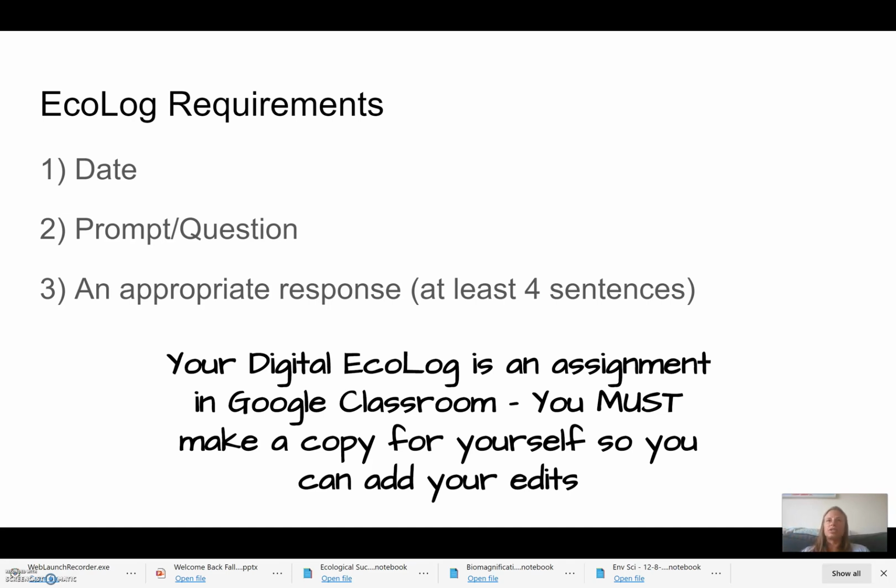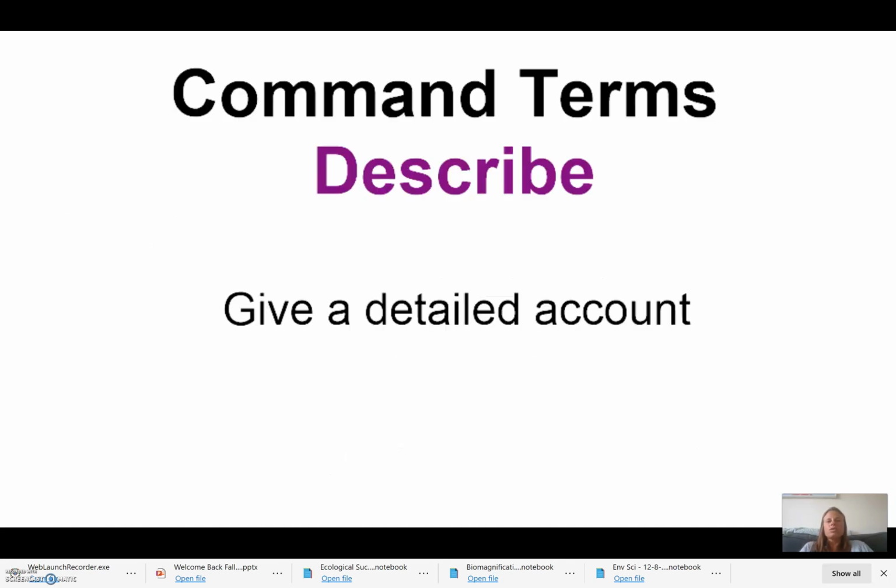And then your digital EcoLog is due every Friday. So you'll have them Monday, Tuesday, Wednesday, Thursday, unless we have off or unless we're in the middle of doing something. And then you'll have to complete those EcoLog entries and hand in your EcoLog entries by 8 a.m. on Friday of that specific week. So let's go through the possible command terms.